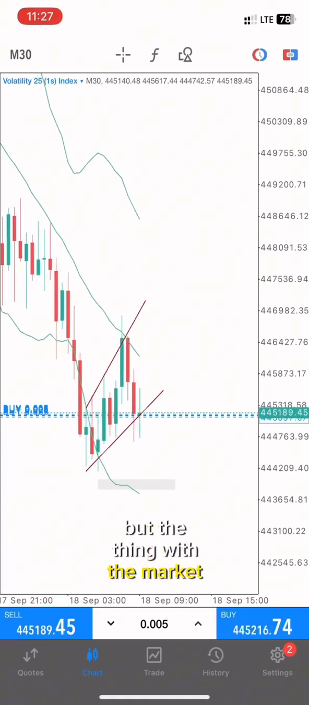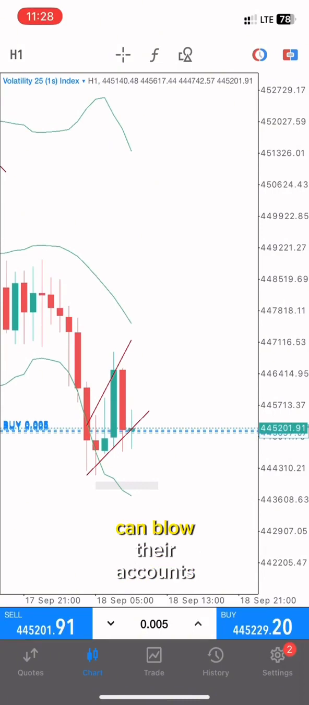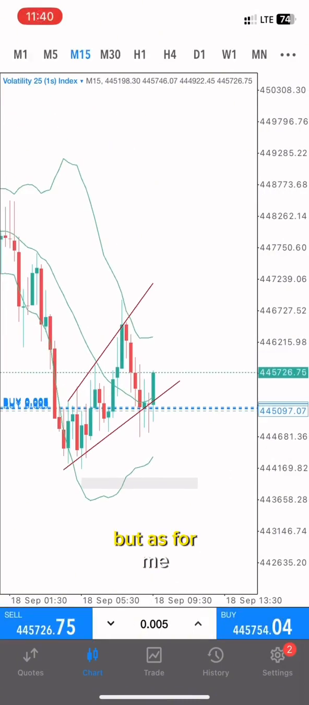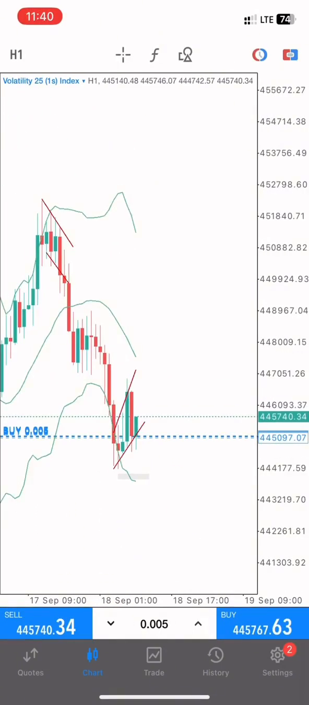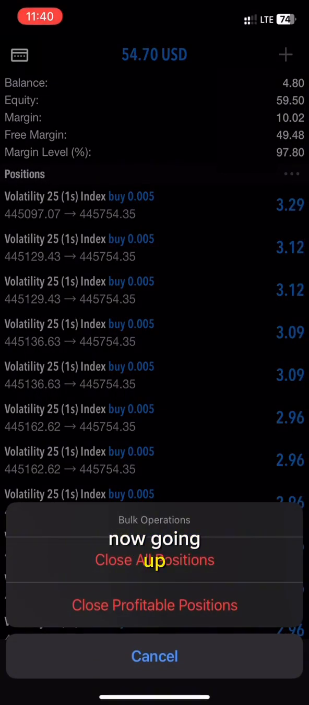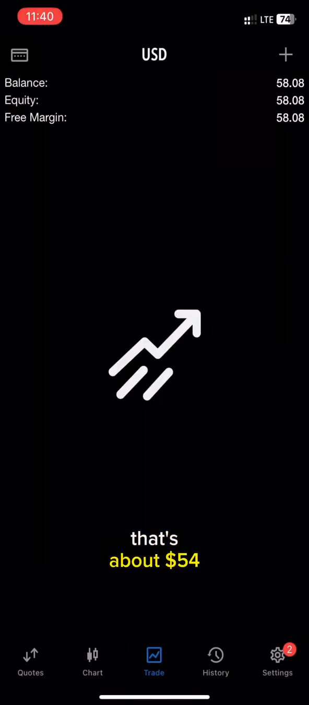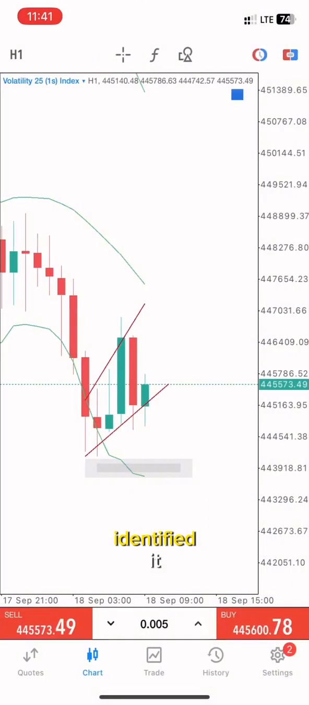But the thing with the market is that it first goes down for those early buyers so that they can blow their accounts. But as for me, I decided to let it go down a bit. Then I ended it when it was now going up. So now you see I have pocketed about $54 on this trade because I identified it.